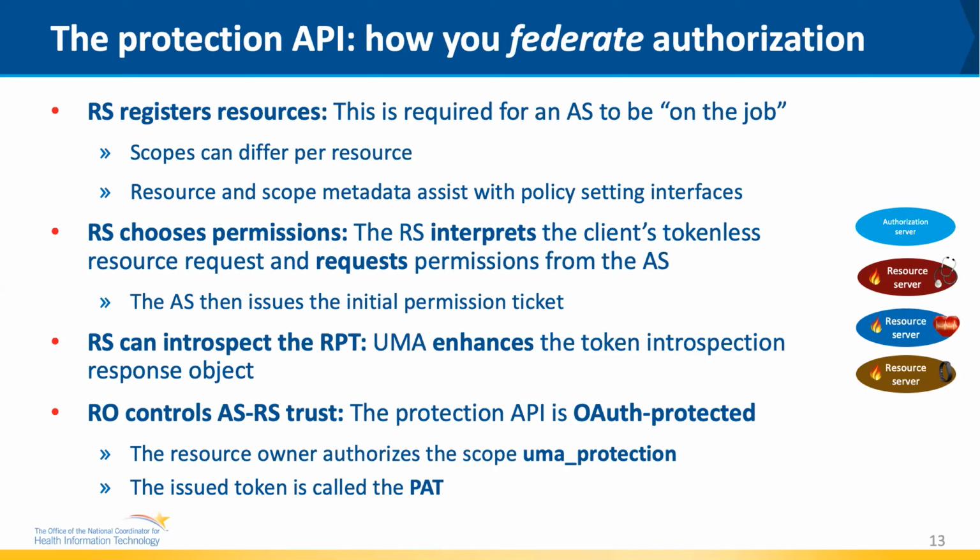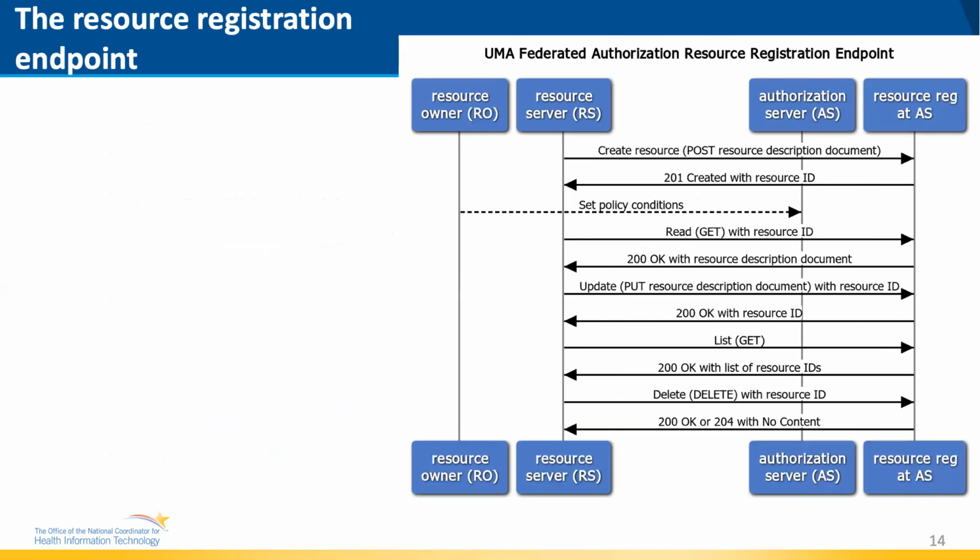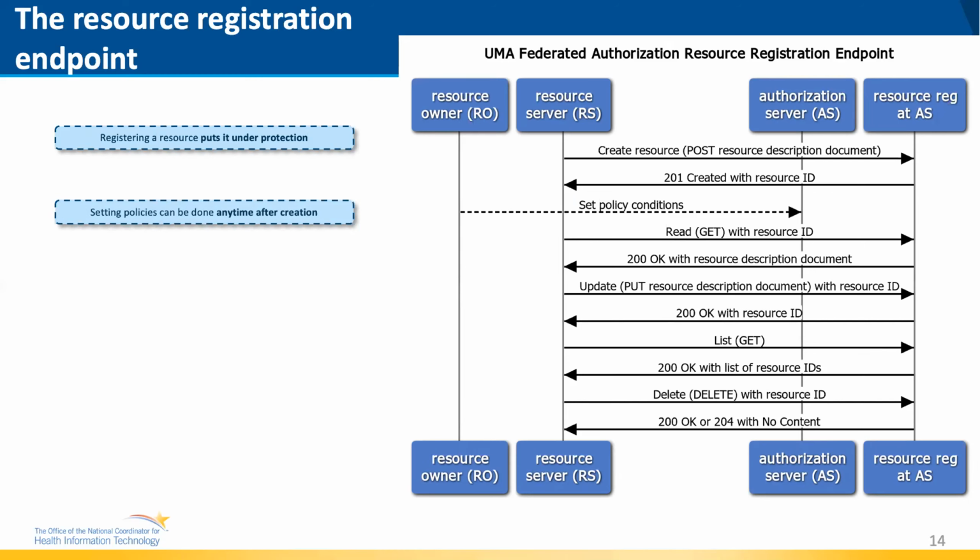So let's take a walk through each of these endpoints and how they work. So the resource registration endpoint, it's really a whole API in and of itself. It's kind of a CRUD API. And I'm not going to go too much into the details here, but I just want to note that registering a resource puts it under protection, and the availability to set policies can be done anytime after a resource is actually registered, after creation. And I want to show you here basically some code examples. Oh, deregistering a resource removes it from protection.